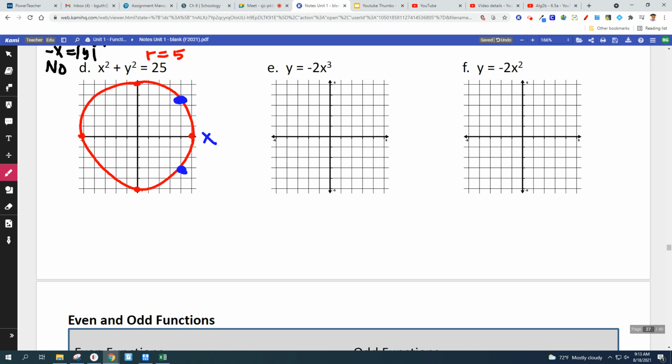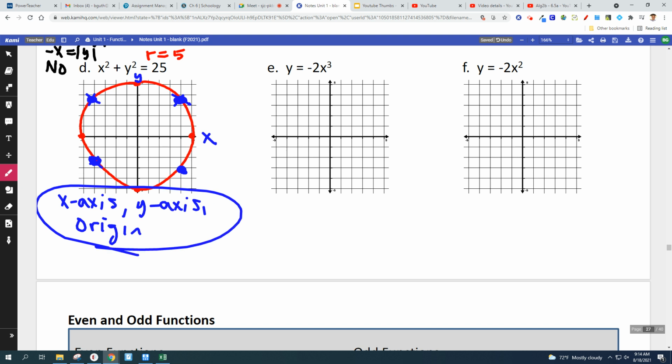If I take this same point and flip it over the y-axis, I'm good with y-axis symmetry as well. Origin symmetry says take this point and flip it over both. Right here, it's got all 3. But remember, that note said if it's got 2 of them, it's got 3 of them. So this has all 3. It has x-axis, y-axis, and origin symmetry.